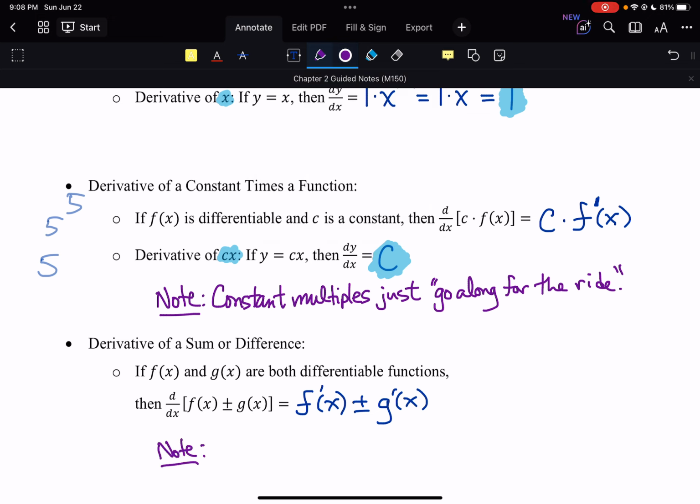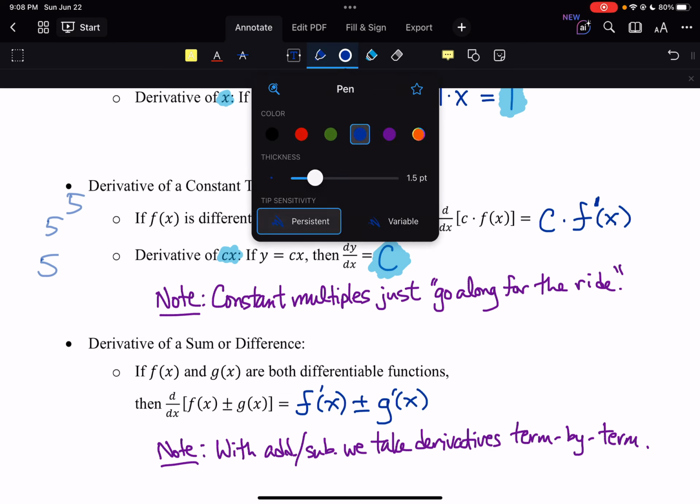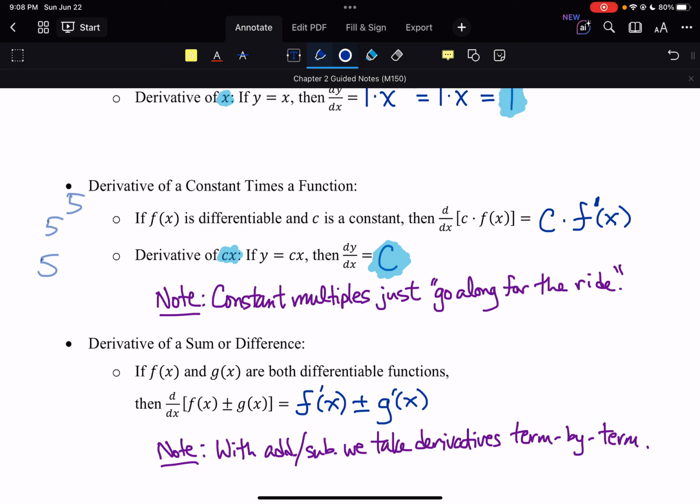So note, with addition and subtraction, we take derivatives term by term. So you don't have to come up with some convoluted, crazy formula to be able to take a derivative of all the terms at once. Really, all we need to do is look at the first term and take the derivative. Then go to the second one, take the derivative. Go to the third one, take the derivative, etc., etc. So it makes it a lot simpler on us.